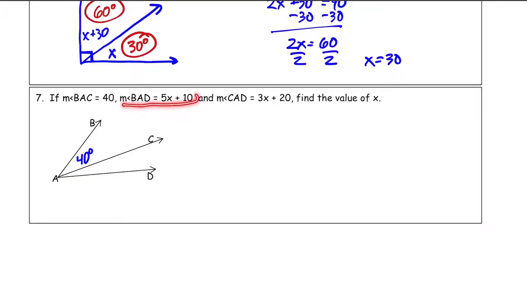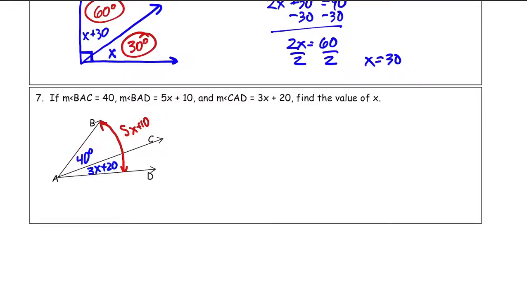Measure of angle BAD. That's the whole angle. That's the big one right here. That's going to be 5x plus 10. So I'm going to use a different color for that to represent the whole thing. From here to here is 5x plus 10. And then CAD is this bottom angle, is 3x plus 20. So I think it's kind of easy to see now, especially because I color-coded it, that these two smaller angles have to add up to equal the bigger one.